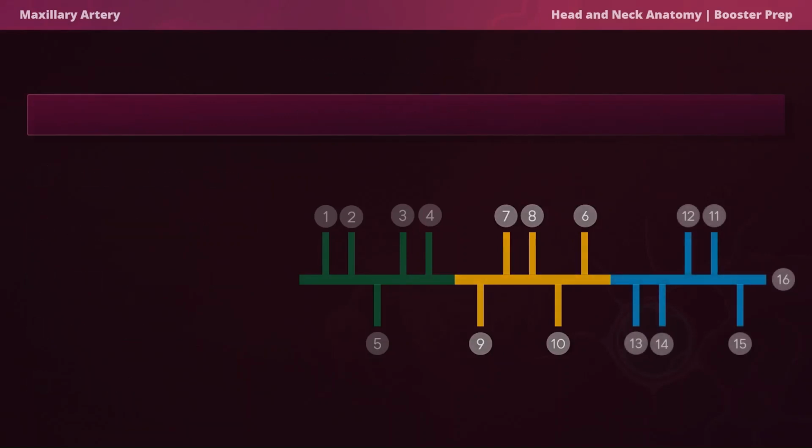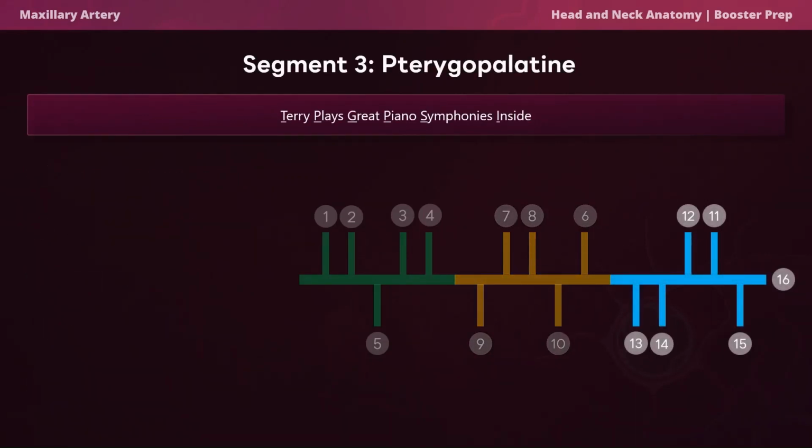Finally, the third segment of the maxillary artery includes the artery of the pterygoid canal, the pharyngeal artery, the greater palatine artery, the posterior superior alveolar artery, the sphenopalatine artery, and the infraorbital artery. Now, it sounds like a lot, but that's why we have a great mnemonic, which is Terry plays great piano symphonies inside. Now, of course, because the mnemonic starts with Terry, we have to start with the artery of the pterygoid canal, and this supplies the upper part of the pharynx, the auditory tube, and the tympanic cavity.